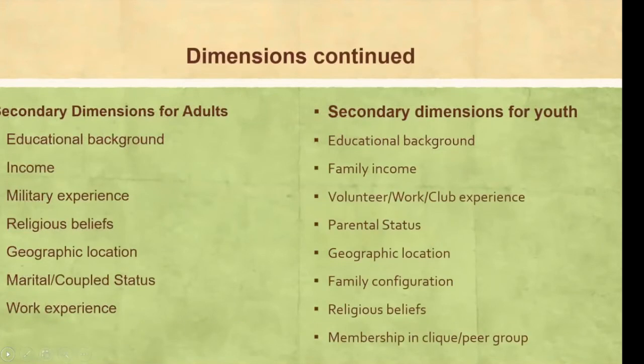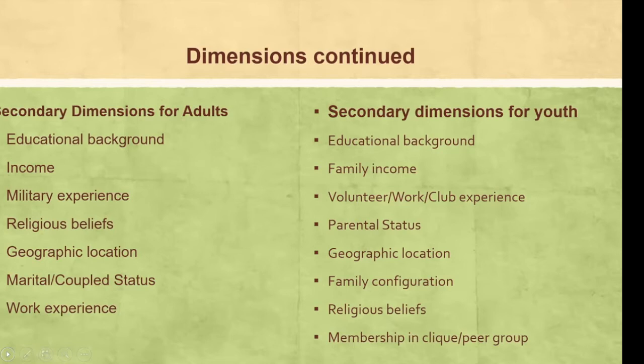And then the secondary dimensions are your educational background and your income, your military experience and your religious beliefs, your geographic location, because your perception of the world is different if you live in the southern part of the country versus living in California or in Colorado. And your work experience is also different. And then you look at the secondary dimensions for youth. There you go, your educational background, your family income, your volunteer work or club experiences, your parental status, your geographic location, your family configuration, your religious beliefs. Those kinds of components are all part of secondary dimensions.